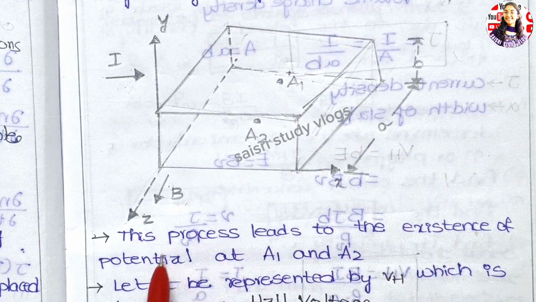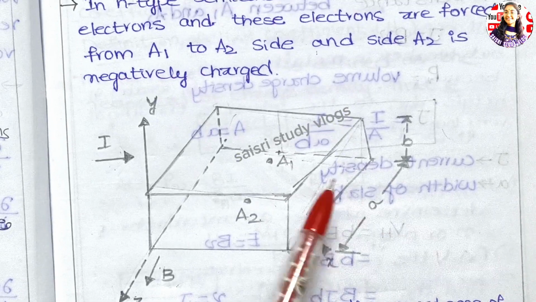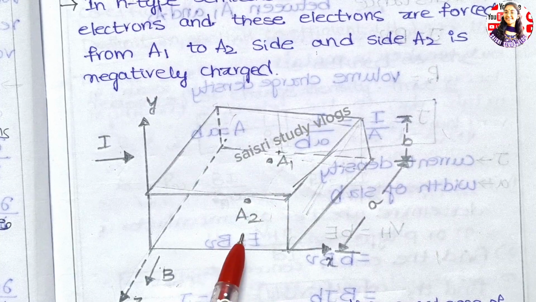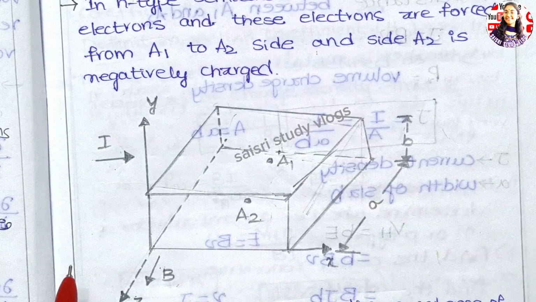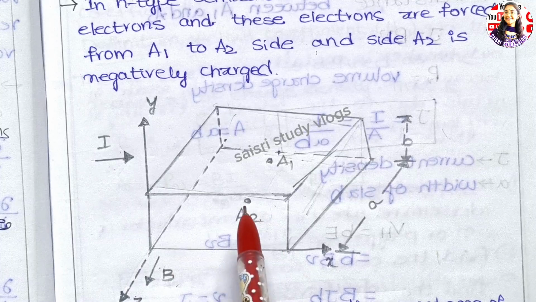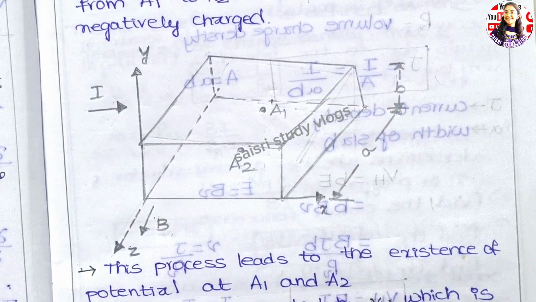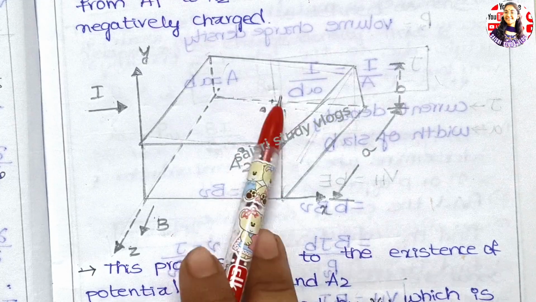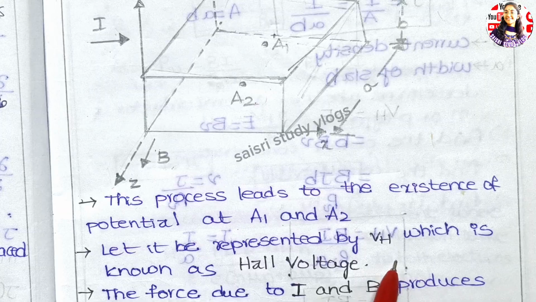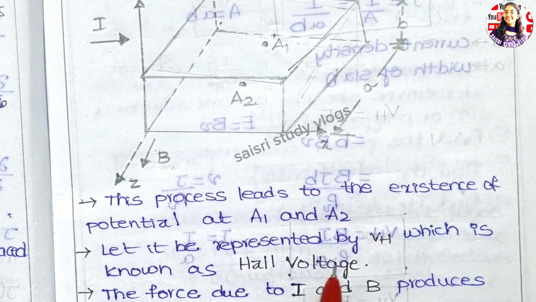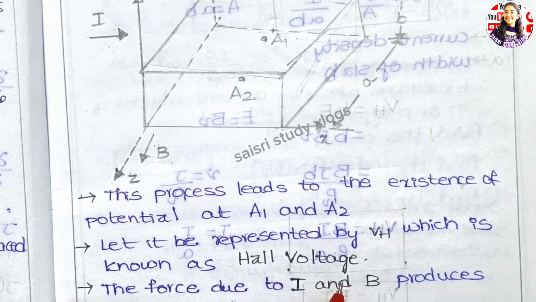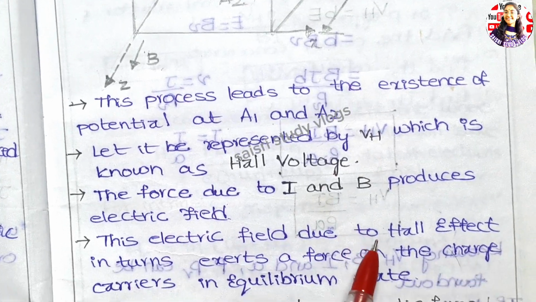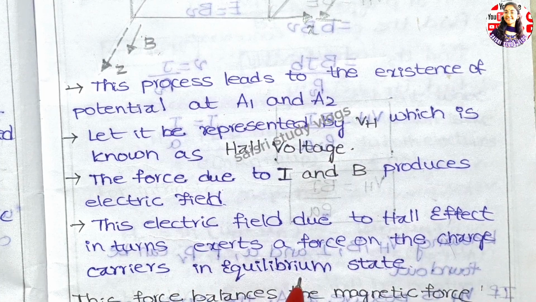The process leads to the existence of a potential at A1 and A2, because here we are considering that A2 is negatively charged, so there will be a potential difference. The electric field will move from higher potential to lower potential. Here there is a voltage difference between A1 and A2. Let us name that voltage difference VH. VH is known as Hall voltage, and the force due to I and B produces an electric field. This electric field due to the Hall effect in turn exerts a force on the charge carriers in the equilibrium state.